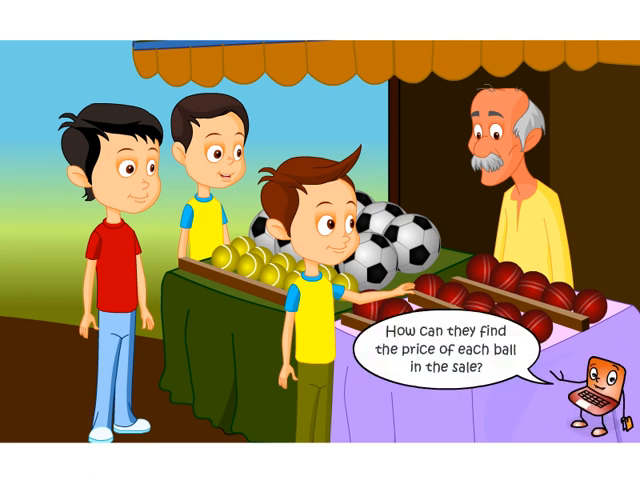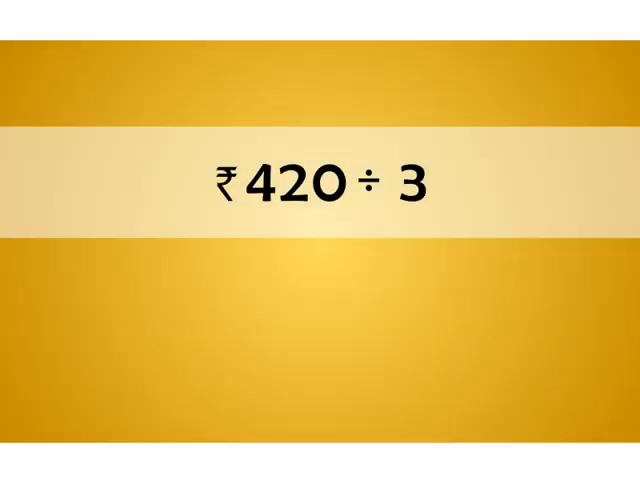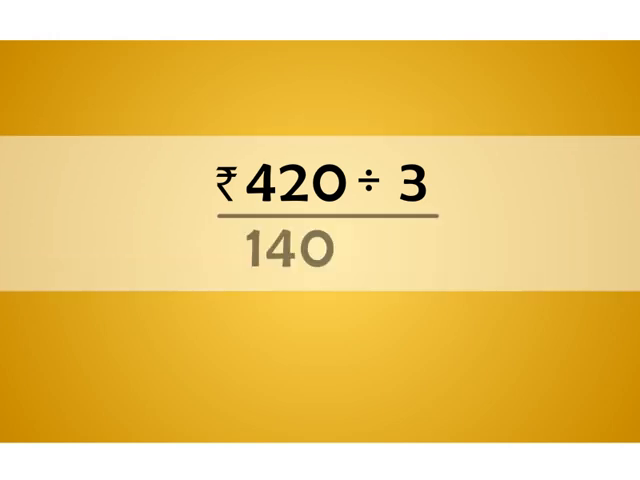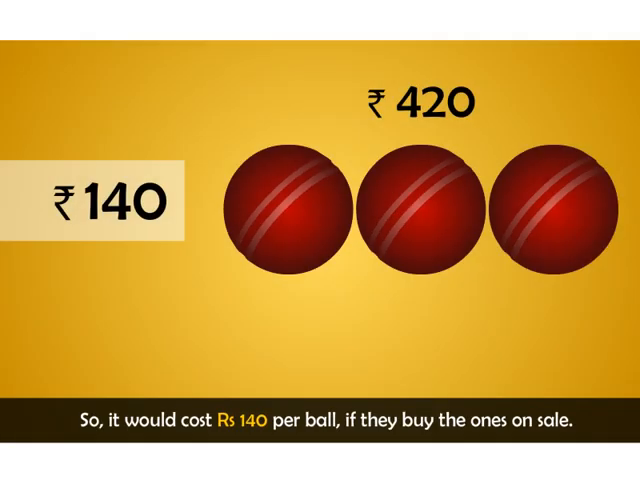How can they find the price of each ball in the sale? Yes, they can get the price by dividing 420 by 3. 420 divided by 3 is 140. So, it would cost rupees 140 per ball if they buy the ones on sale.